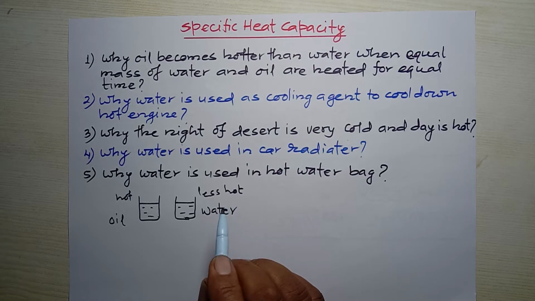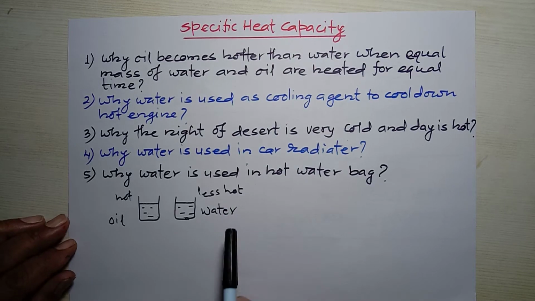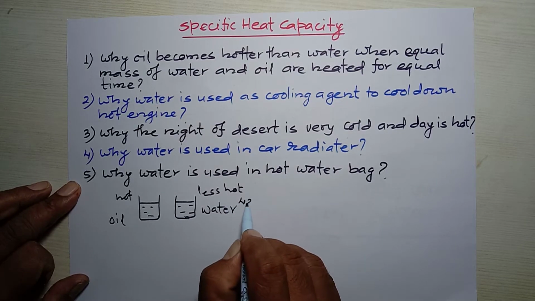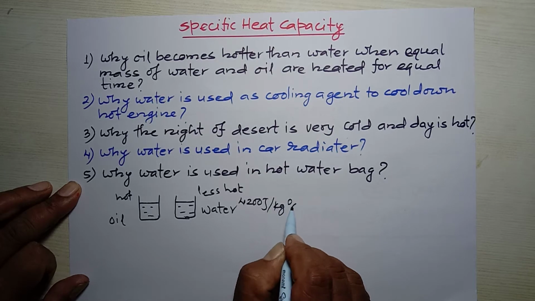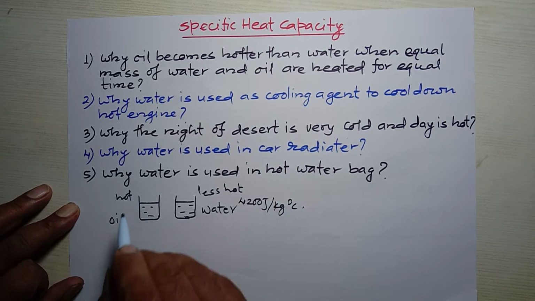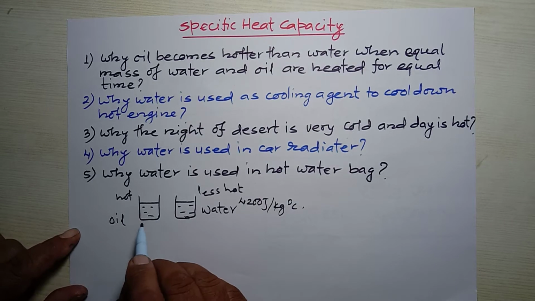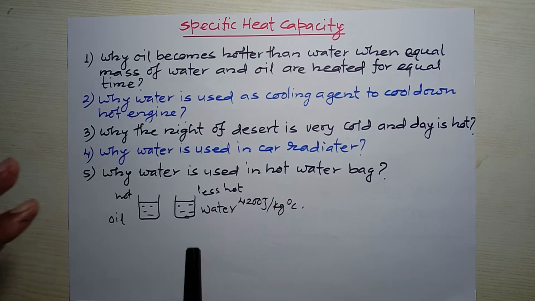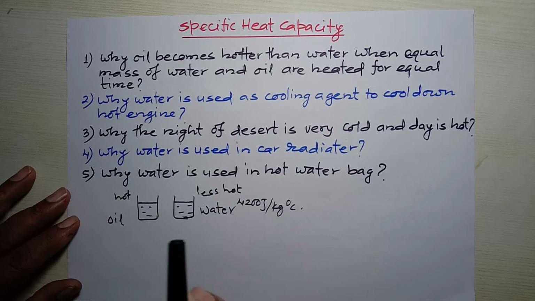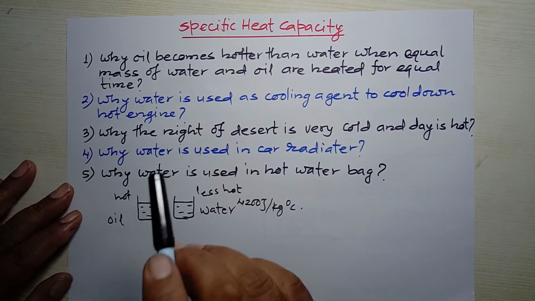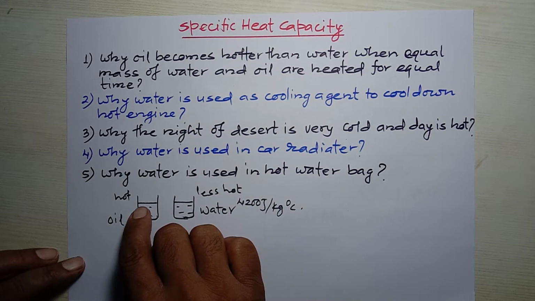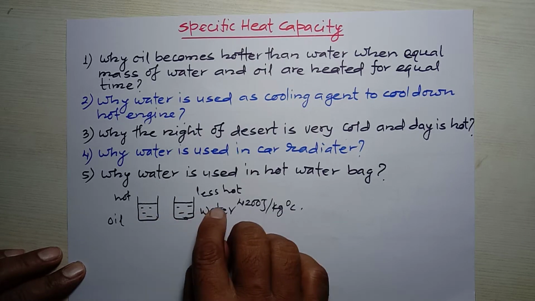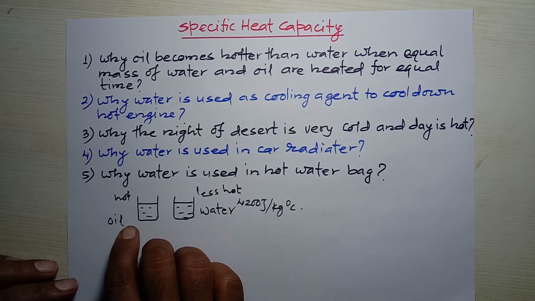Why does oil become warmer than water? We can say the specific heat capacity of water is very high, 4200 joule per kg degree Celsius. But the specific heat capacity of oil is less. We cannot say exactly because it depends on the kind of oil. If it is paraffin oil, then it is 2200 joule per kg degree Celsius. Since they are heated for the same time, they absorb the same amount of heat energy, so the rise in temperature will be higher in the case of oil. The reason is very simple: the specific heat capacity of oil is less and that of water is more. So oil becomes hotter than water.